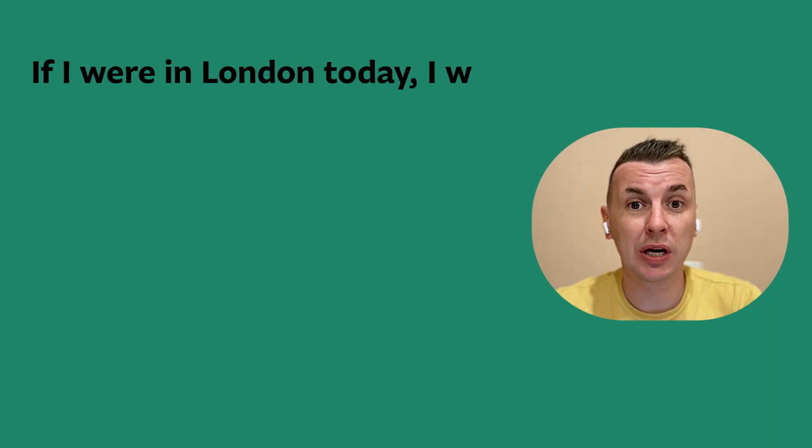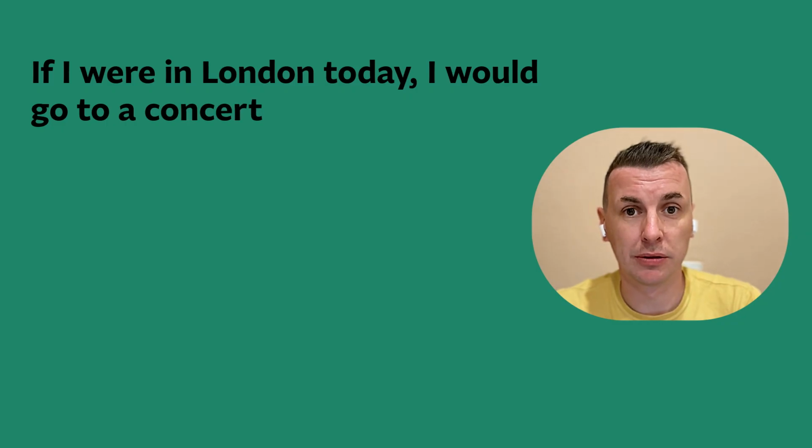Now, let's talk a little more about when and how to use conditional two. What is the idea that you're trying to convey? We already mentioned that we use conditional two when we talk about impossible situations. Let me give you an example. If I were in London today, I would be able to go to the concert in Hyde Park.